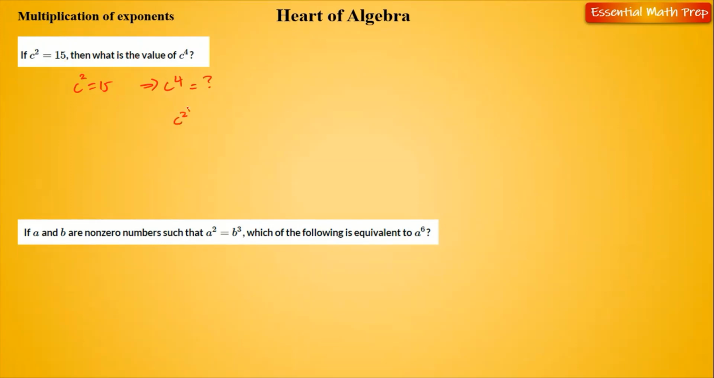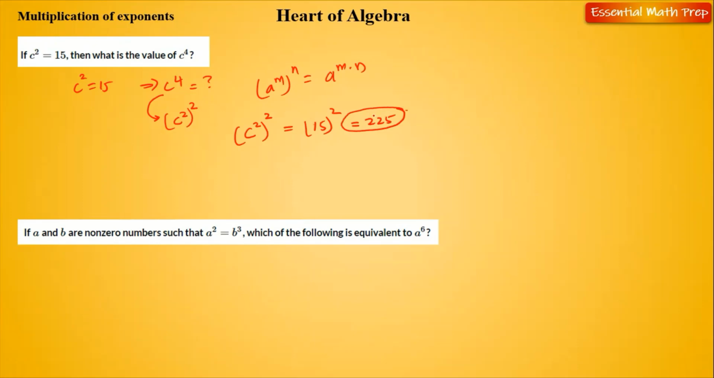C power 4 can be written as c squared raised to the power 2, right? Because a power m raised to the power n is a power m times n. So we are essentially working backwards. We've done a few problems like this. So c squared raised to the power 2 equals, we know c squared is 15, so 15 squared is, I think, 225. I should have known that, but since I've done this many problems, you can give me some leeway to forget what 15 times 15 is.